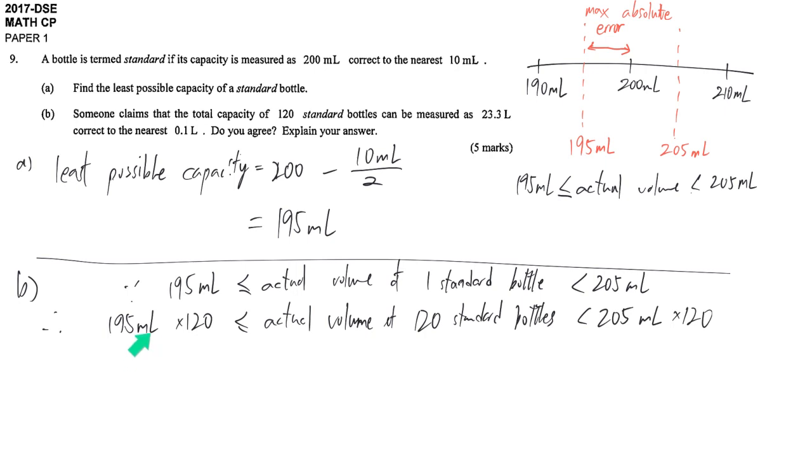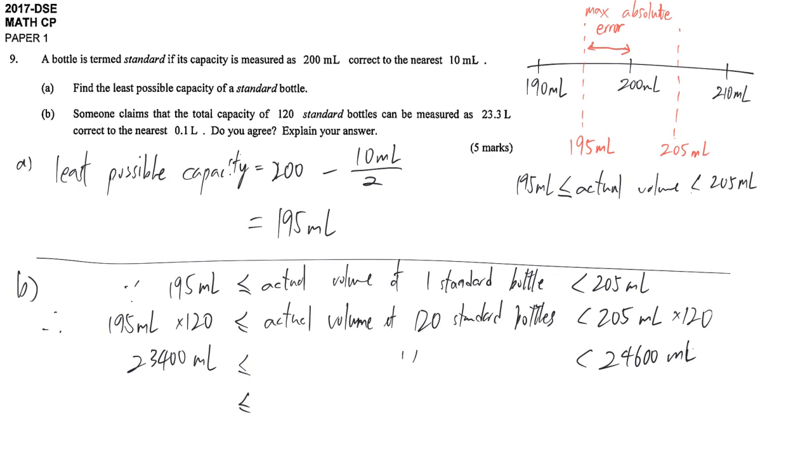I write down ml here because we are going to compare with liters, which is another unit. So we just simply write that down for easy comparison. So this one is 23400 ml, and then the right-hand side is 24600 ml.